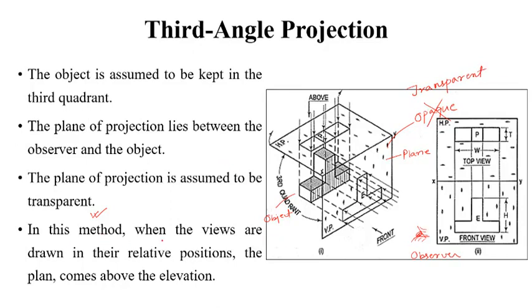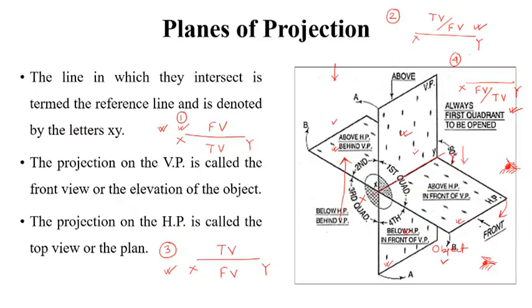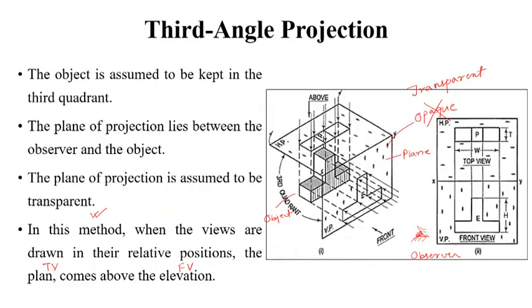Next, in this method, when the views are drawn in the relative positions, the top view comes above the elevation. You can see here, this is the top view, this is the front view. So the top view comes above the front view. Here also you can see the top view is above the front view. So this is all about the first angle and the third angle projection.